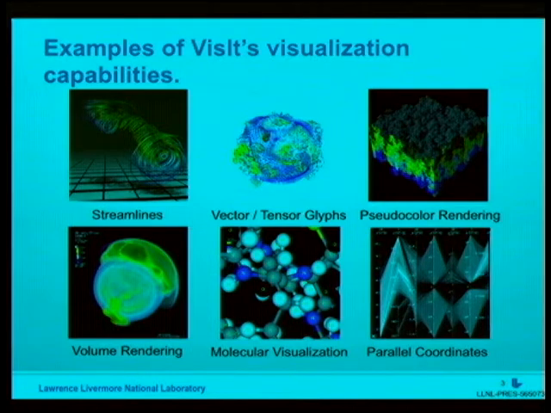So here's some more pretty pictures. What kind of things can you do with VisIt? We have a really cool streamline capability. All this stuff works in parallel. VisIt runs on your desktop, but it also runs on supercomputers. Streamlines in parallel across the machine is a pretty difficult problem, and there's been a lot of research going into that, and it's been productized in VisIt. Of course, we have vector and tensor glyphs. I already showed you a pseudocolor plot rendering.